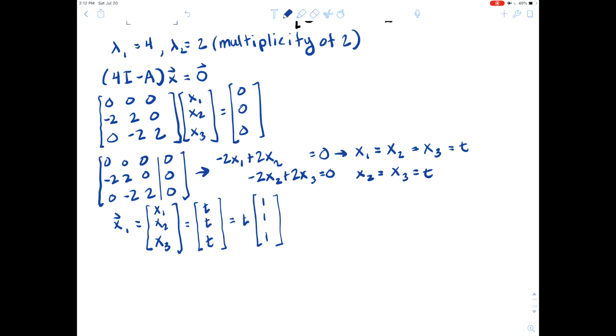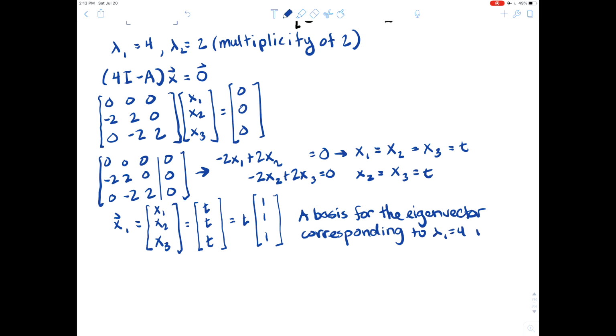Now, what we're interested in is a basis for this. So a basis for the eigenvector corresponding to lambda 1 equal to 4 is 1, 1, and 1. Groovy? Okay, let's work with lambda 2 equal to 2.